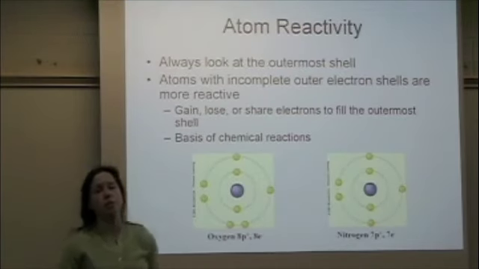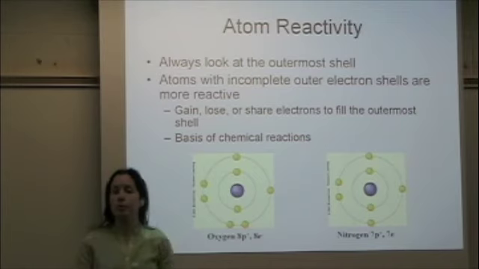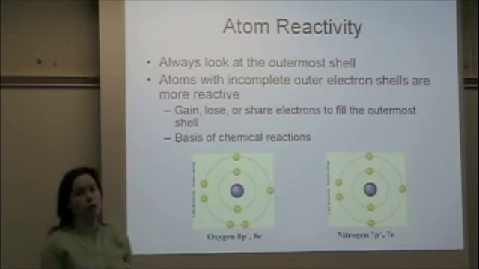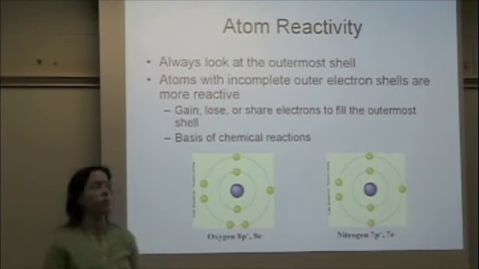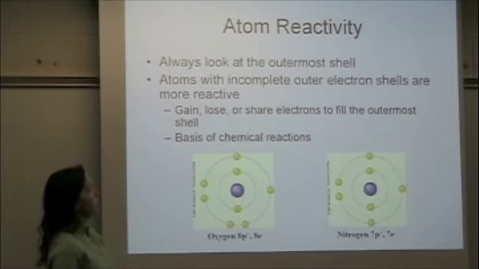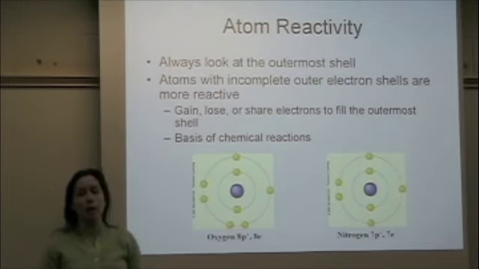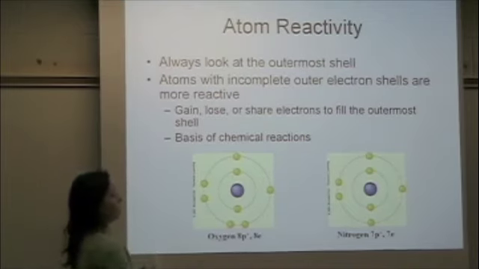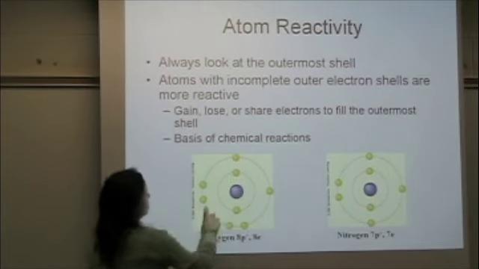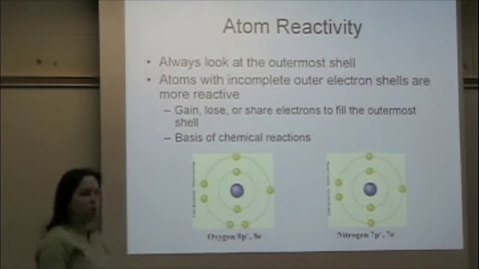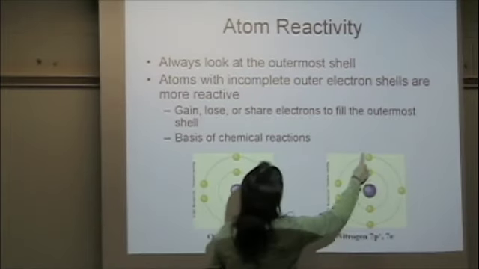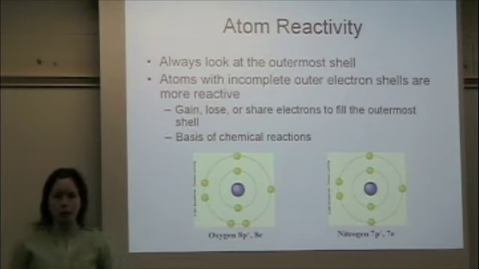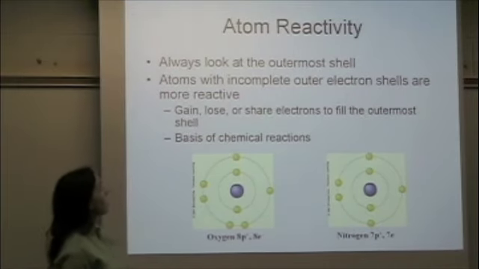If we want to determine if 2 atoms are going to interact and potentially form a molecule or create a bond, we look at the outermost shell, because those are the electrons that are going to be most reactive. They're furthest away from the nucleus. Atoms with incomplete outer shells are going to be reactive and undergo reactions, like oxygen and nitrogen here. Oxygen has 6 electrons in the second shell, so it's not full. It could hold 2 more. Nitrogen similarly has 7 electrons in its second shell and could hold 3 more electrons.